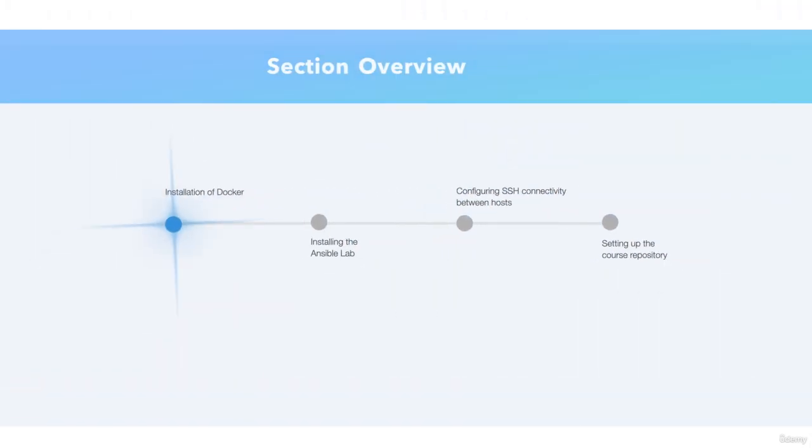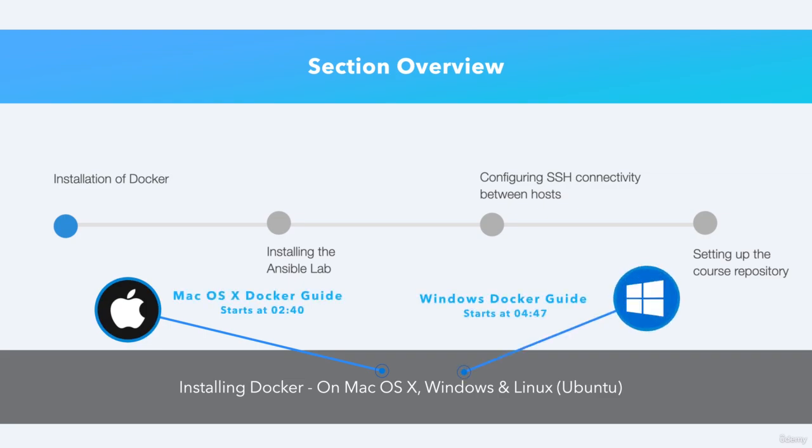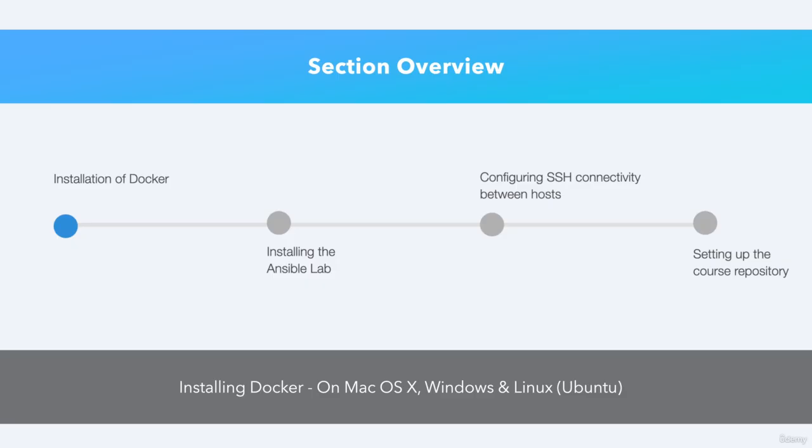In this section, we'll set up the Ansible lab that we'll use throughout the course. The lab environment uses Docker, so we'll start with the installation of Docker Desktop. We're going to go through the setup process for this on macOS and Windows. For those of you using Linux, we'll also cover the installation on Linux using Ubuntu as a reference Linux OS.